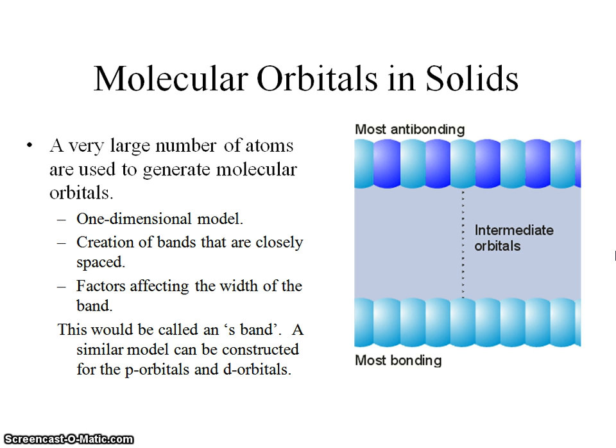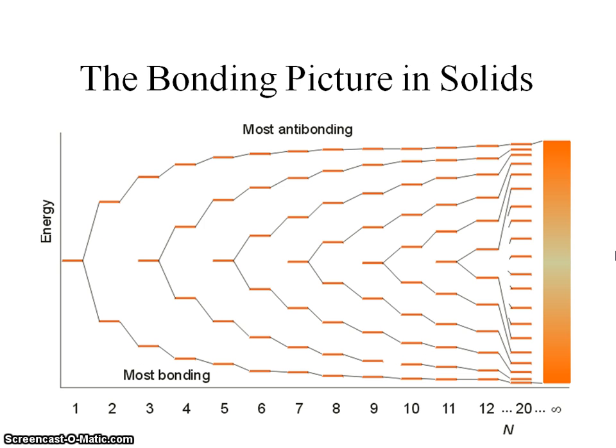You can see the molecular orbitals in a solid, from most antibonding to most bonding, with intermediate orbitals. A very large number of atoms are used to generate molecular orbitals. In a one-dimensional model, this creates closely spaced bands, and there are factors affecting the width of the band. This would be called an s-band. A similar model can be constructed for the p orbitals and d orbitals. So this is the bonding picture in the solid, from most antibonding to most bonding.